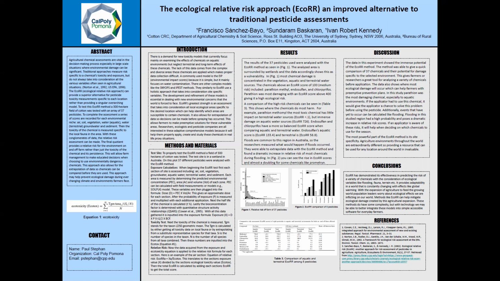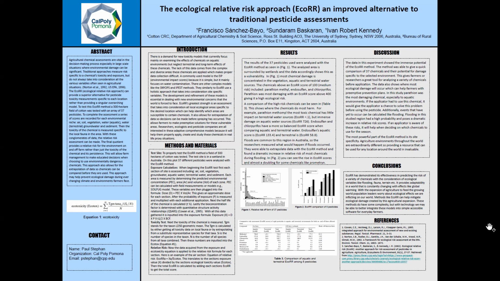Okay, so I'm going to get into the methods. This research was done on a test site of 300 hectares of cotton production, and 37 different pesticides were analyzed with the ECO-RR method. So it was a pretty comprehensive test for this method. Now I'm going to walk through the steps of the ECO-RR method.